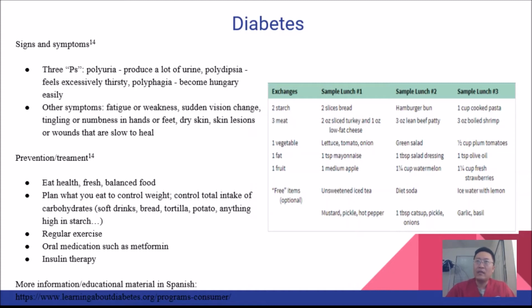Say number 1, you can have 2 slices of bread. That is your 2 portions of starch. You can have 2 ounces of sliced turkey and 1 ounce low-fat cheese. That's just 3 parts meat. You can have 1 part of vegetable. You can have lettuce, tomato, or an onion. For your fat, you can have 1 tablespoon of mayo. For fruit, you can have 1 medium apple. And you have 3 items that you can choose. You can choose unsweetened iced tea.